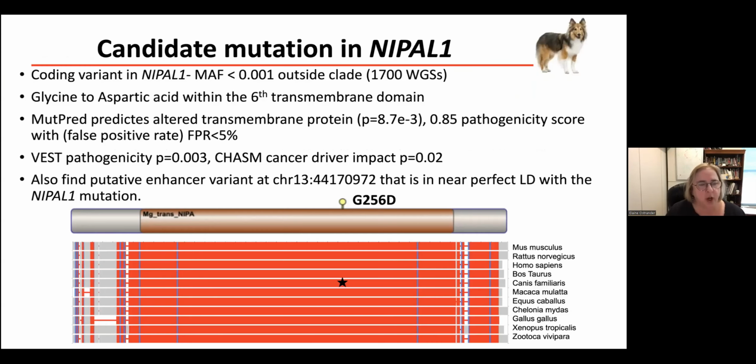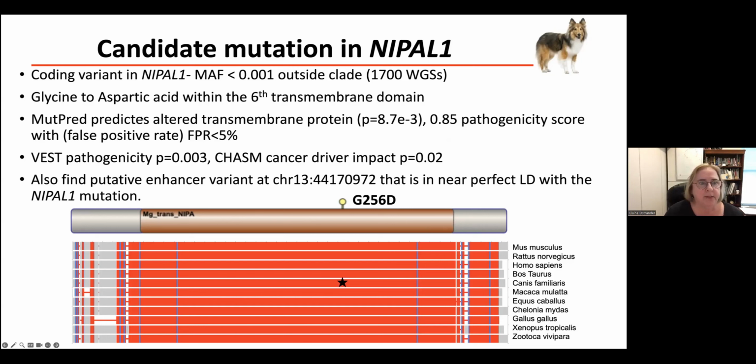So just to talk about those first, they led us to the gene Nepal1. So we found a coding variant with a minor allele frequency of less than 0.001 when we looked outside the clade in 1,700 whole genome sequences. It causes a glycine to aspartic acid within the 6' transmembrane domain, which we know is functionally very important.